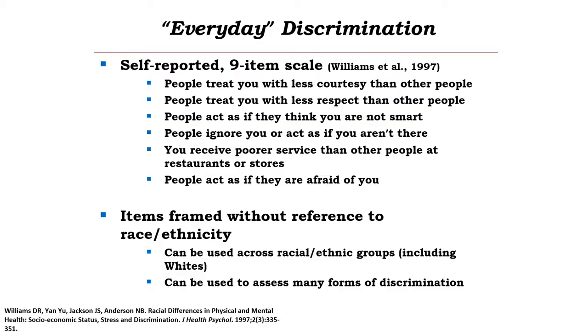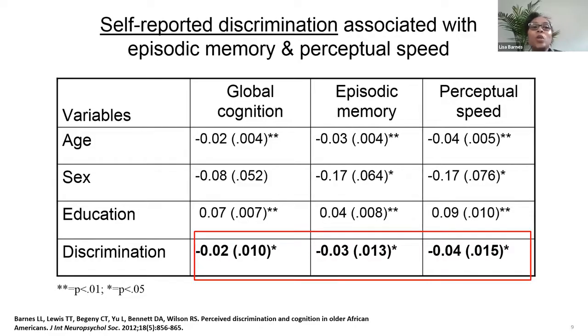But in 2012, we looked at it with cognition, and we found that those who reported in the minority aging research study, those African Americans who reported higher frequency of discrimination had poorer performance on global cognition, episodic memory, and perceptual speed, in models adjusted for demographics. Now, this work has since been replicated and extended by Zahatni and colleagues, where they looked at this scale in the HRS across race and ethnicity and found that it does predict not only lower levels of cognition, but also faster rates of cognitive decline in African Americans, but not whites.